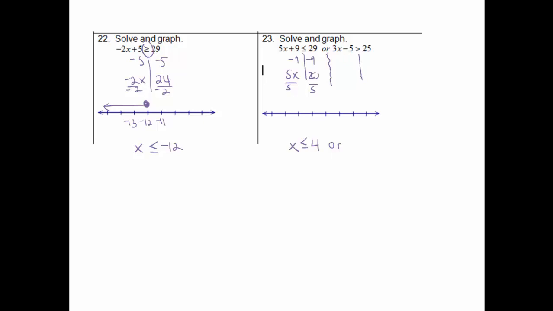And then to solve this next one, I'm going to solve it the same way. I'll add 5 to both sides. So 25 plus 5 is 30. I'm still left with 3x.